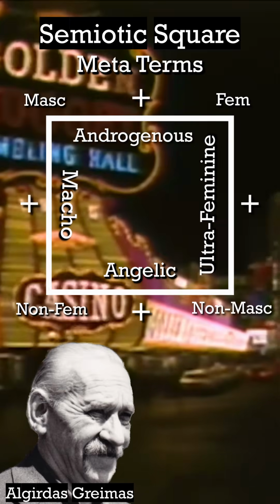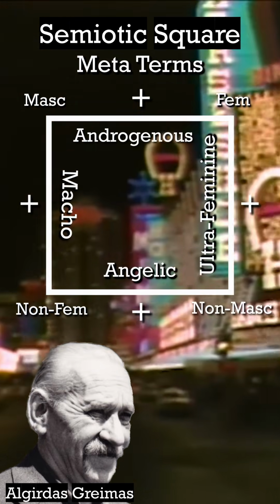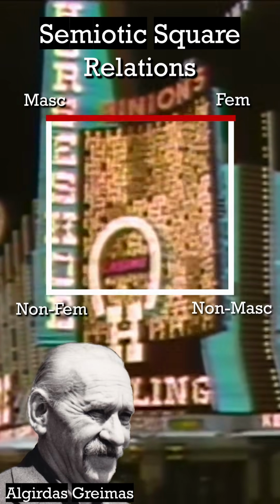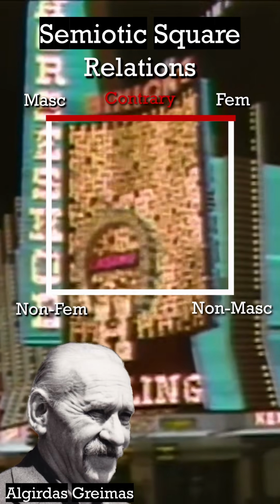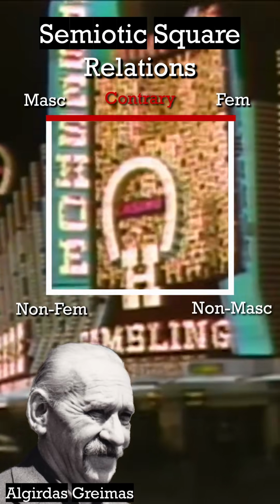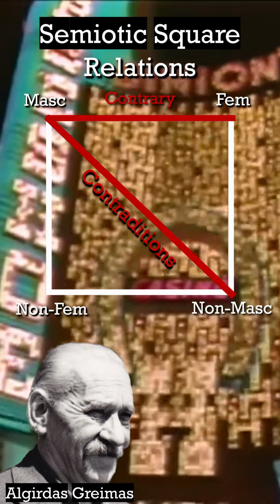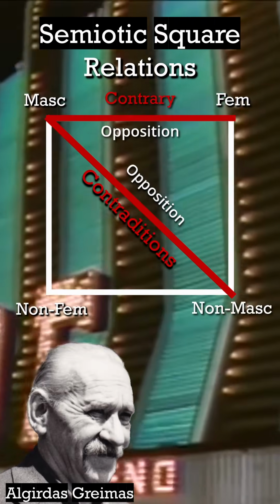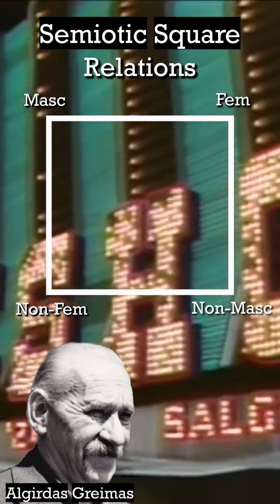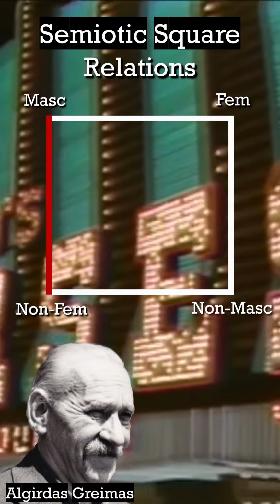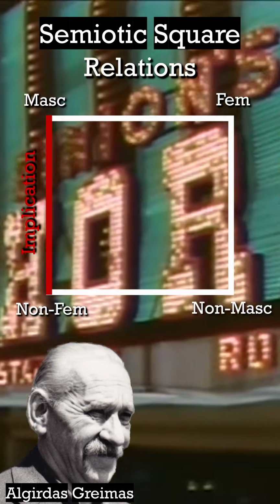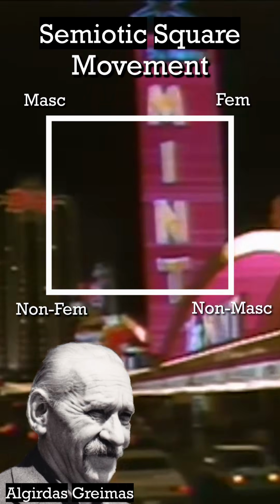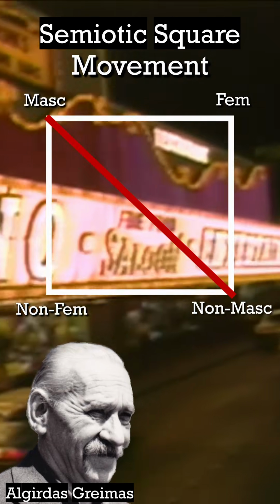But we can also think of how each of the four corners have a certain relationship with each other. Let's say masculine and feminine are contrary concepts. The masculine and the non-masculine are contradictions. Both represent an opposition, but they are opposites in different ways. While we could also say that the masculine and the non-feminine are these natural implications. But there's also the additional factor of how we could view certain terms as moving from one to another. Let's say you go from masculine to non-masculine. This can be viewed as a negation.